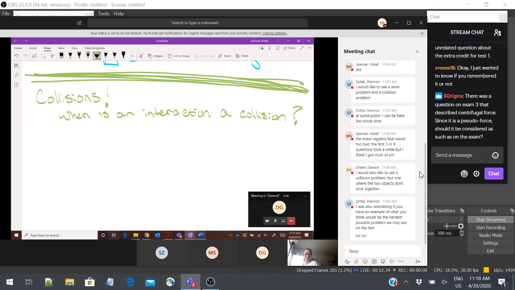There was a question on exam 3 that described centrifugal force. Since it is a pseudo force, should it be considered as such? Yes. That was an issue on exam 3. There was that question about what is the force that keeps the thing in the bucket, an upward force on it.